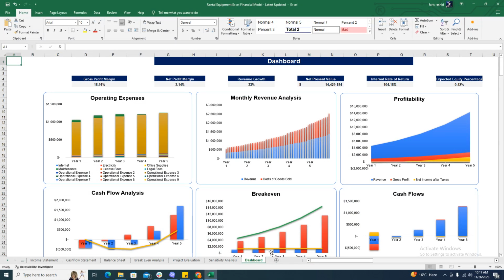The dashboard sheet shows you all the information in graphical context. As you can see, it shows each and every calculation of the forecasted period in graphical context, so you can make the financial decisions as swiftly and accurately as possible.